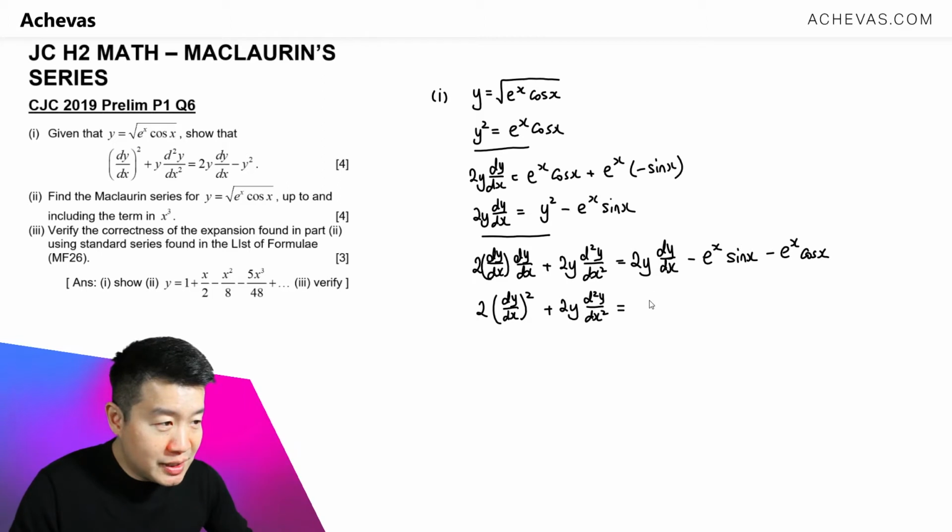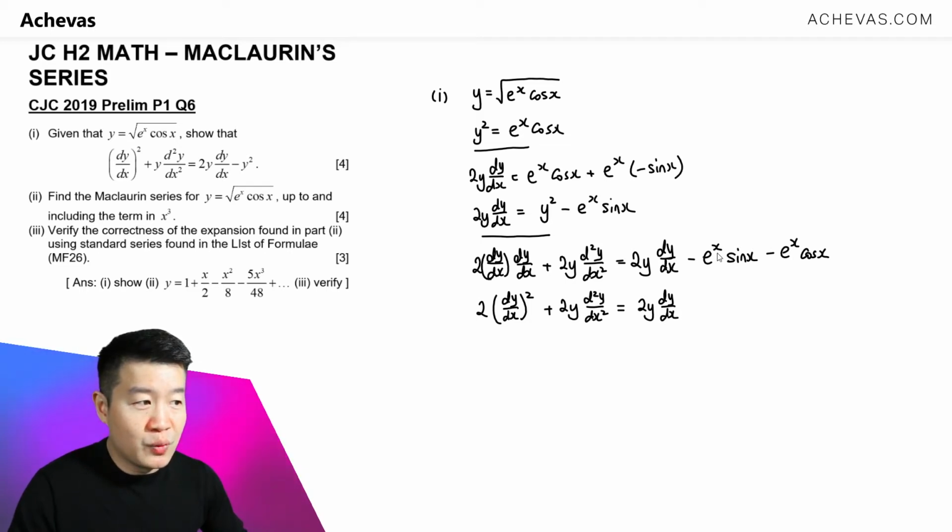Let's try to simplify this as much as possible. I'm going to leave this as it is first. Like what we have done here, we are going to try to remove this e to the power of x sine x. And we know negative e to the power of x sine x, which is here, is equal to 2y dy dx minus y square. So I'm going to replace this by plus 2y dy dx minus y square. Okay, because minus e to the power of x sine x is equal to 2y dy dx minus y square.